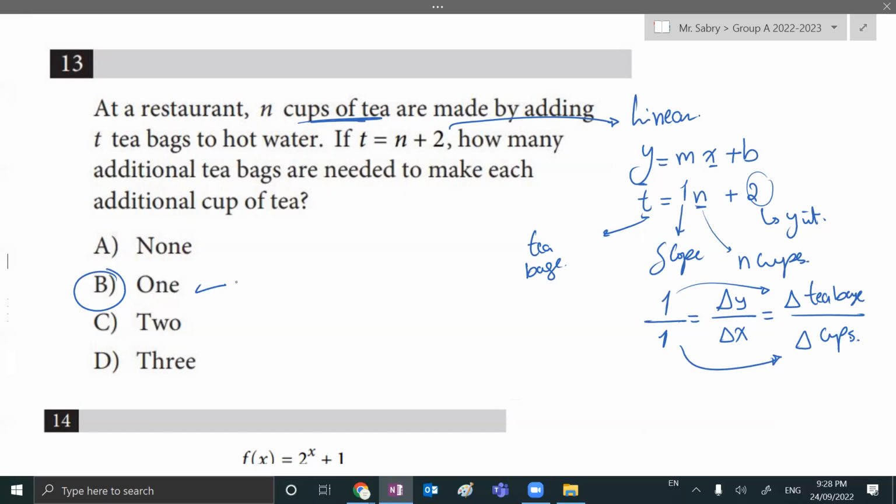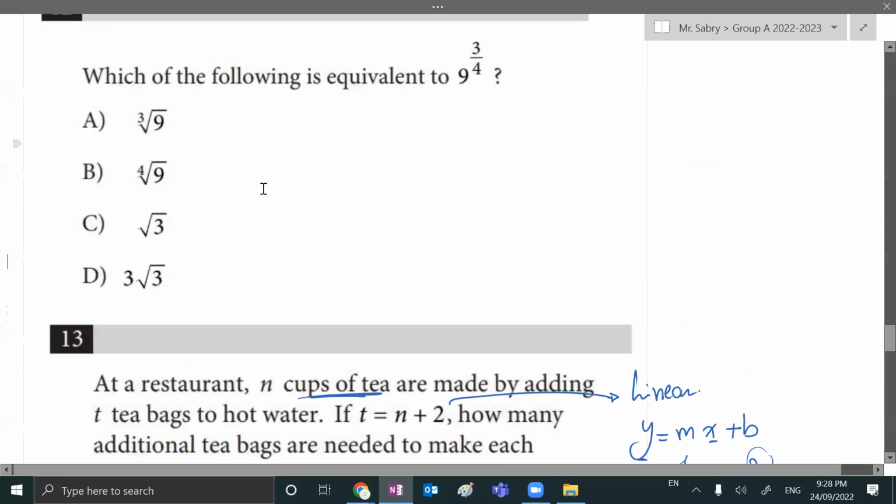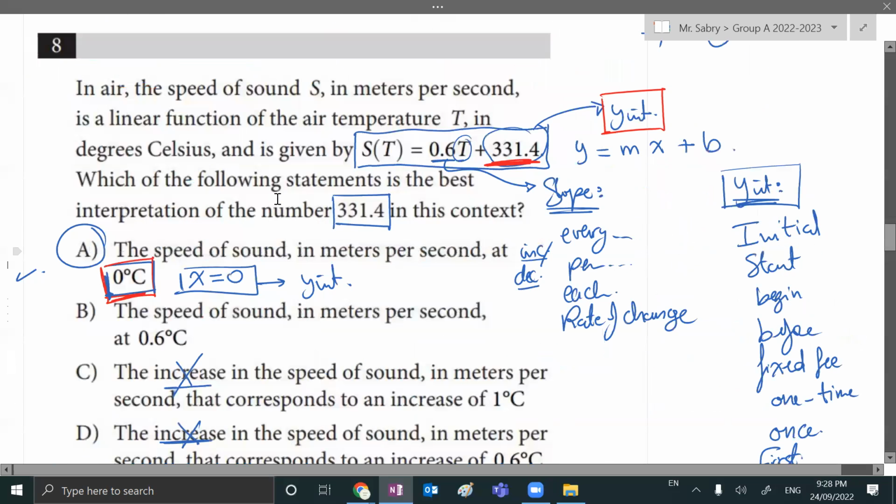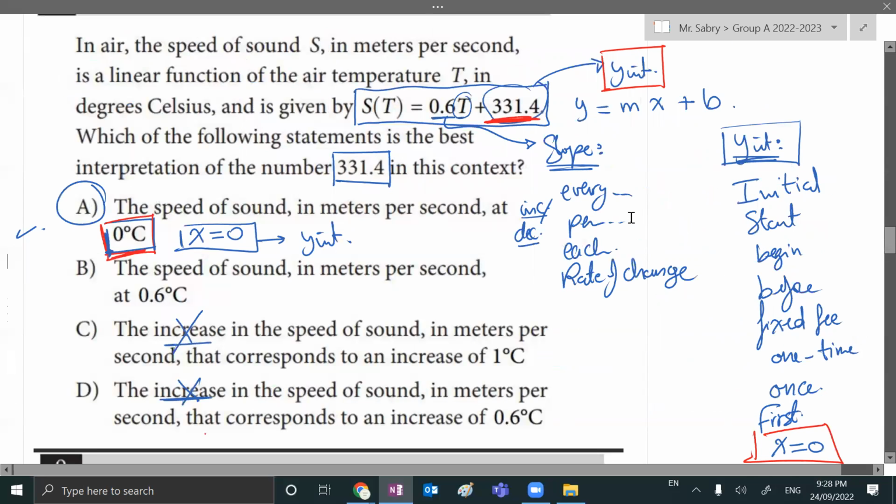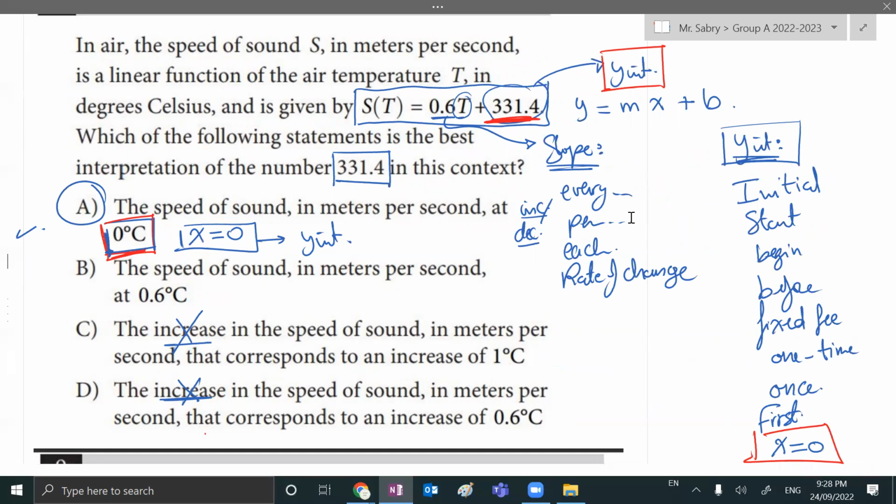Jed, what do you mean, but in this case, why not 3? No, the +2 are not needed. I'm just looking at the rate of change. So, for example, Jed, in this question, this was about the temperature and S was the speed of the sound. So if the slope here is 0.6, what does that mean? It means that for every increase of 1 in the temperature, there is an increase of 0.6 in the speed of the sound. This has nothing to do with the Y-intercept at all. This is just based on the slope.